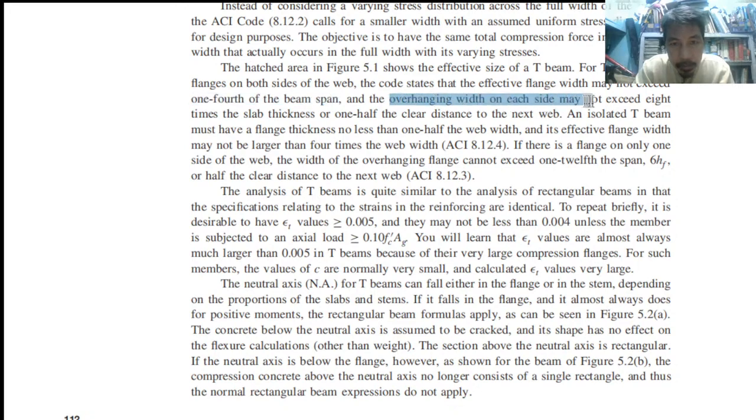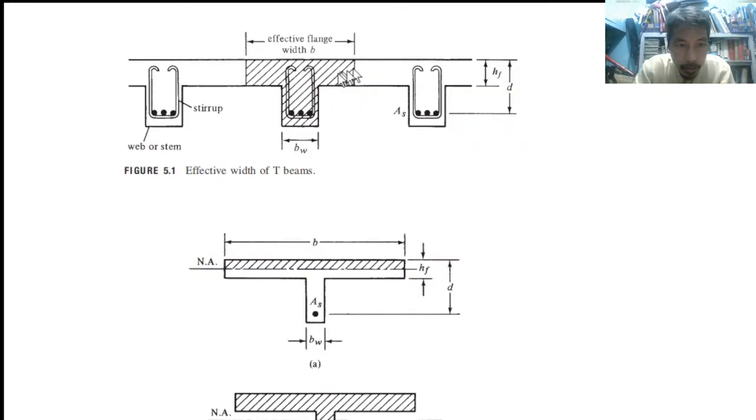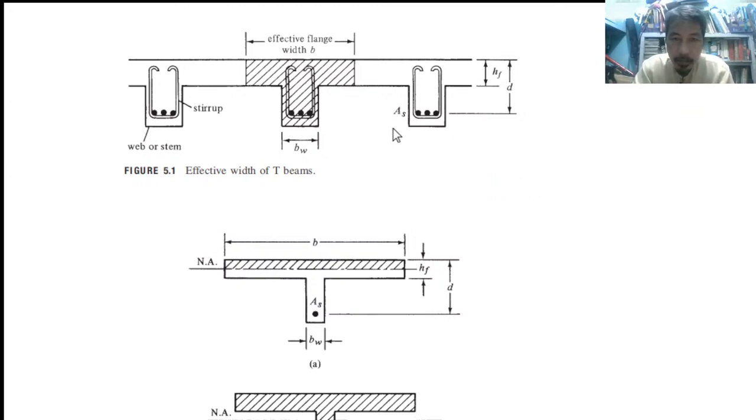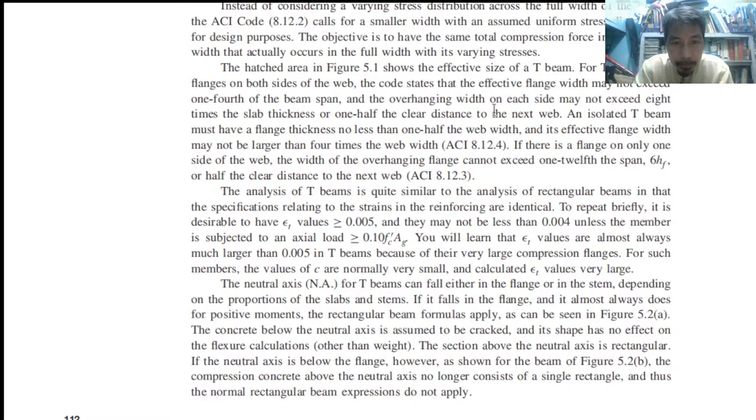Next, the overhanging width on each side. What do we mean by overhanging? From this corner to that corner, that is the overhanging, and it is 8 times the slab thickness. For example, the slab thickness is 6 inches, which is 0.5 feet. So 8 times 0.5 is 4 feet.